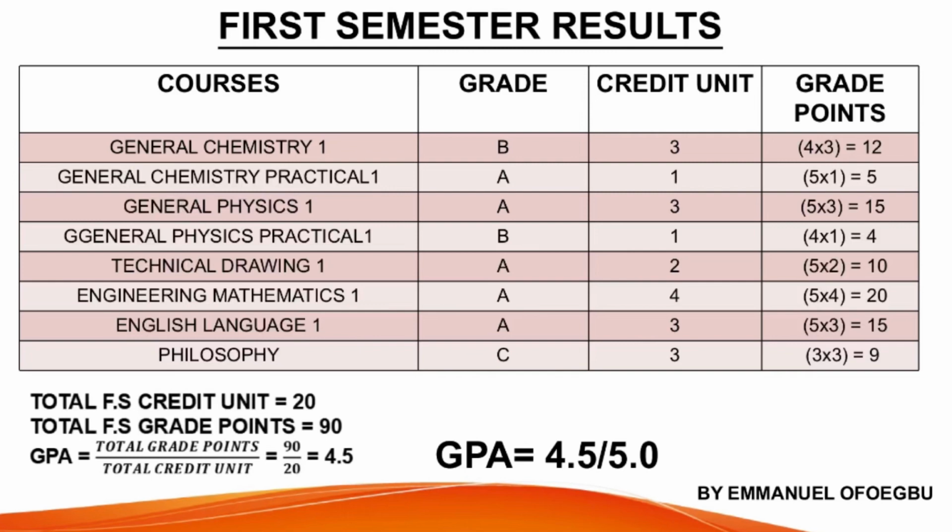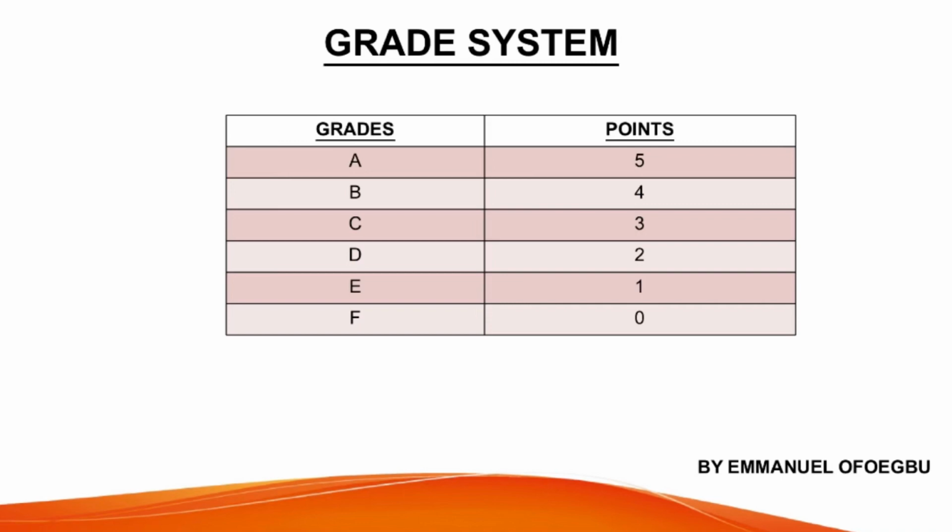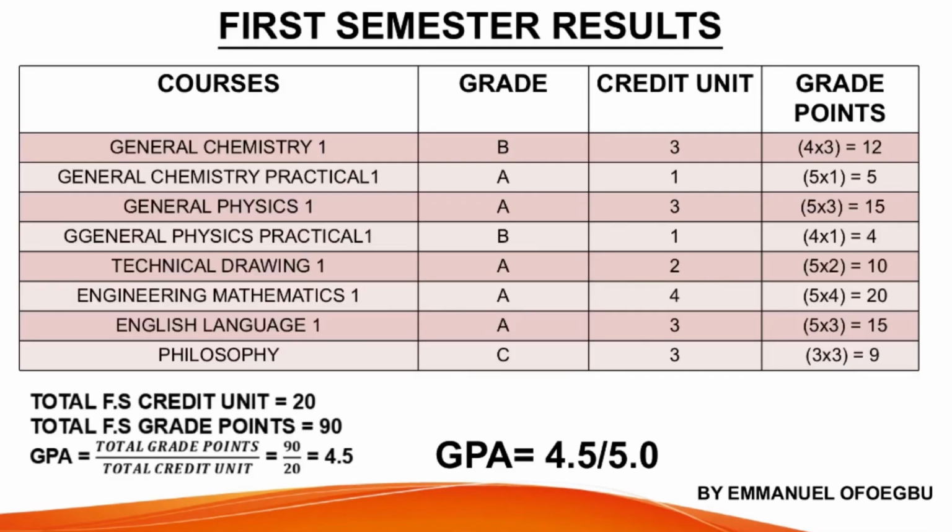Wow, beautiful. So I had, of course, these are the grade system. Now take note, I had B, A, B, A, and C. Take note, we're going to make use of what? This grading system, which is A signifies 5 points, B signifies 4 points. Very important. So now if we are going back here, we are having the credit unit. There's always a credit unit assigned to each course.